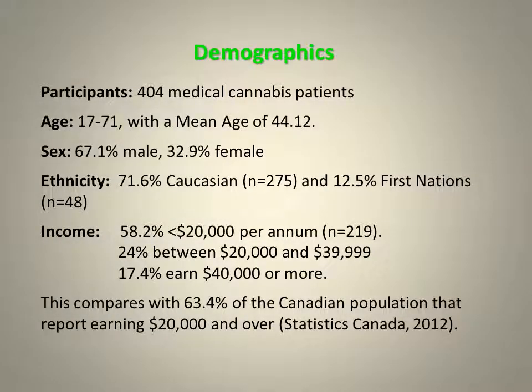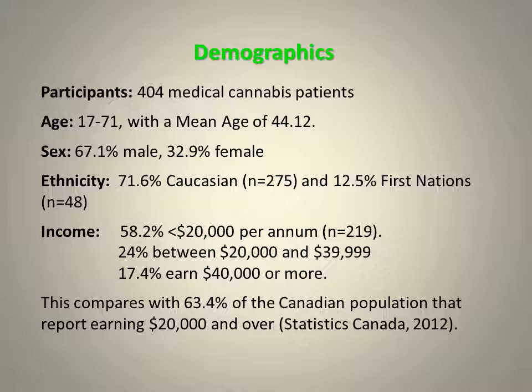Each dispensary sought to recruit 100 volunteer participants, and the total survey sample for this study was 404 medical cannabis patients between the ages of 17 and 71, registered with at least one of the 4 participating BC-based dispensaries. The sample was 67.1% male, 71.6% Caucasian, 12.5% First Nations Aboriginal, with a total mean age of 44, which I think really flies in the face of people who think that medical cannabis is only being used by youth or young males, which has been a characteristic that's been identified in California.